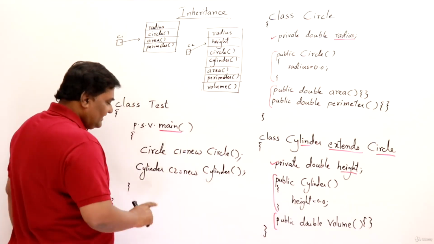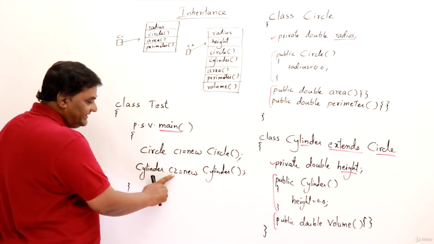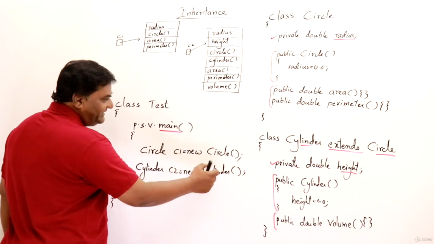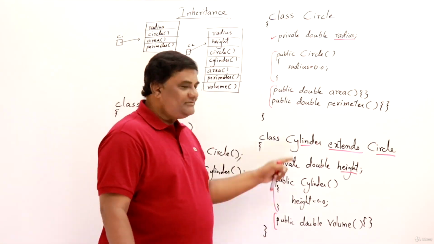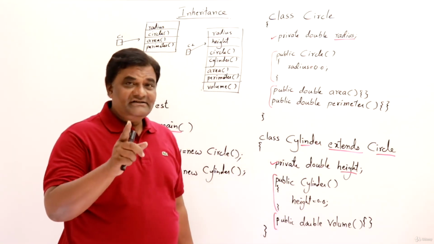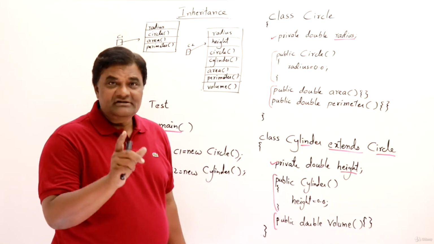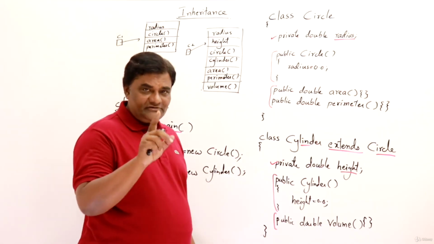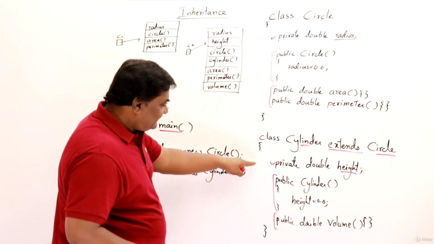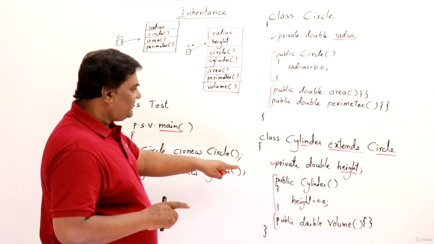Then next, I have another object, that is C2, reference C2, and it is Cylinder. So I have created an object of this class. Then let us see what it is having. Stressing on the term having, this is important. So I'll show you this class object we are creating. So what is it having?